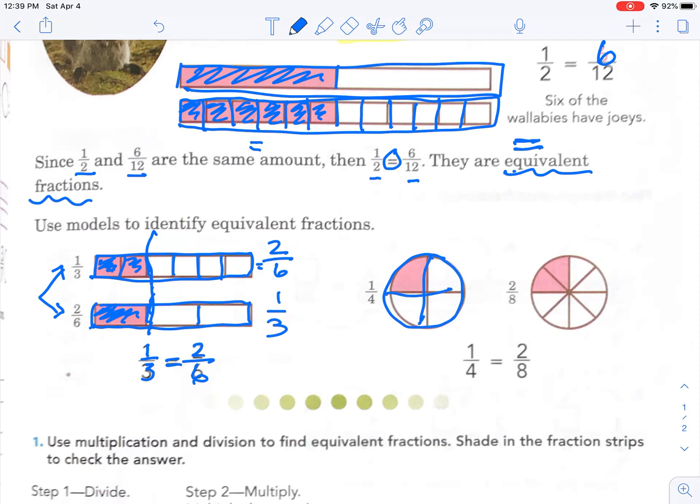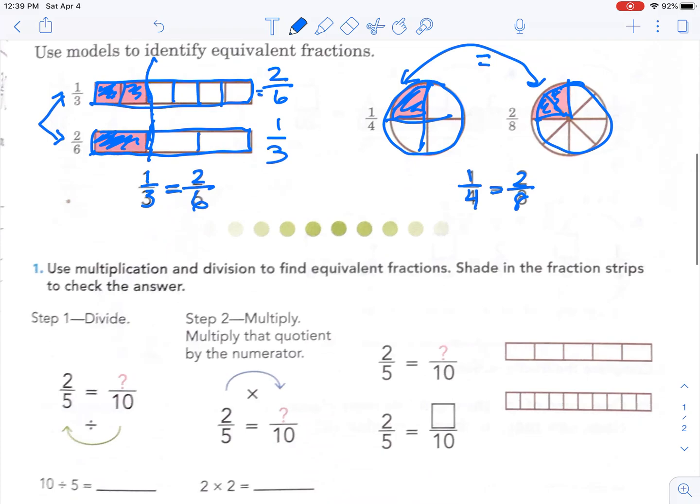It's still going to be a picture. We have 1/4 represented here. We have 2/8 represented here. Are they the same? Is this chunk right here the same as this chunk right here? Yes, they are equal. So we know that 1/4 is equal to 2/8. Okay, let's keep moving down.